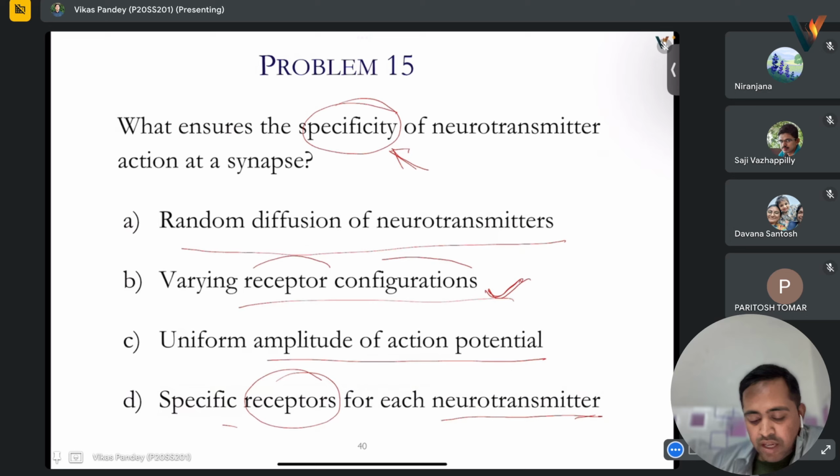Even if the receptor configuration is different, it should have its specific neurotransmitter which can go and bind to it. So that's why D would be a proper answer for this question.